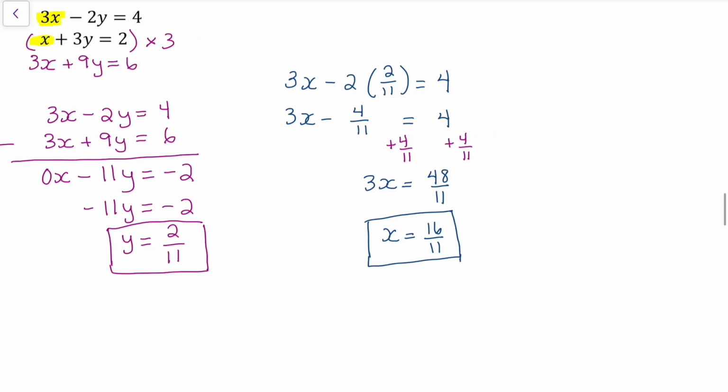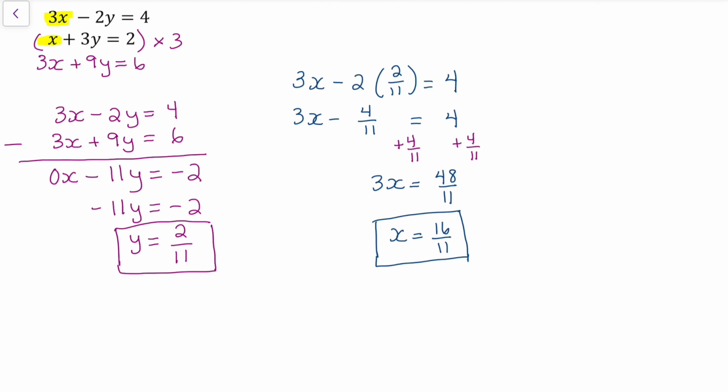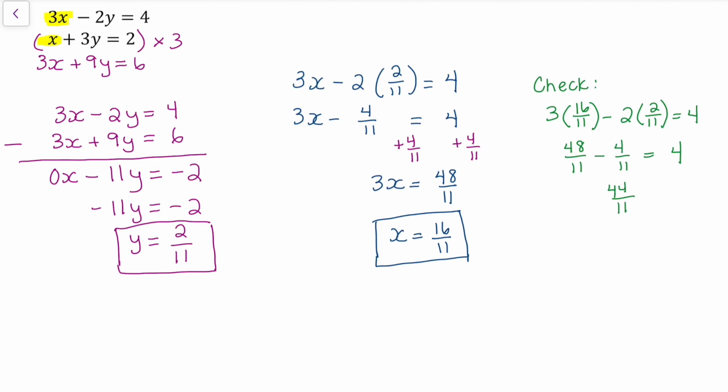Now our final step is to check to make sure we have done that correctly. So 16 over 11 minus 2 over 11 should equal 4. I get 48 over 11 minus 4 over 11 equals 4. I get 44 over 11 equals 4, or 4 equals 4.